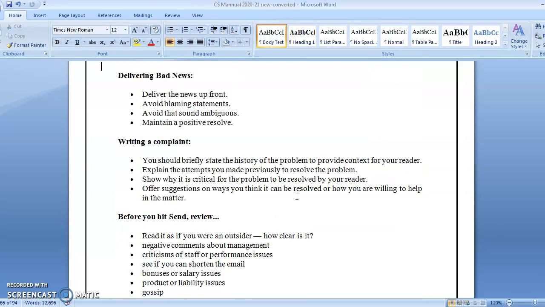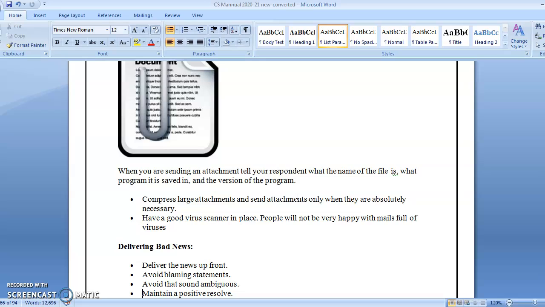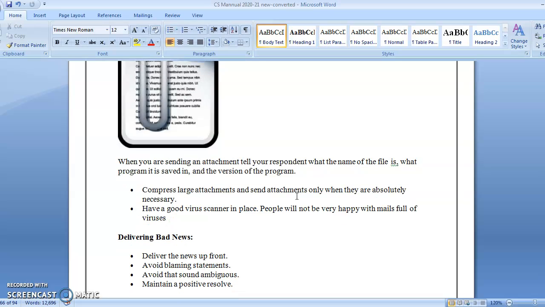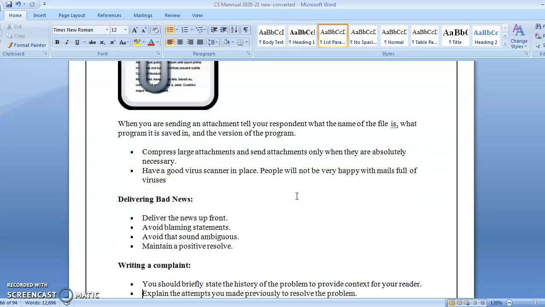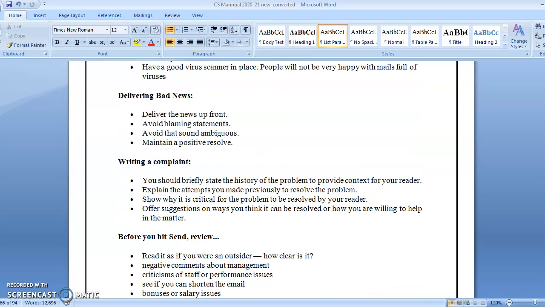Next is delivering bad news. Deliver the news up front and avoid blaming statements. When you email someone, avoid blaming statements, avoid sounding ambiguous, and maintain a positive resolve. When writing the complement, briefly state the history of the problem and provide context for your reader. Explain the action you took previously to resolve the problem.